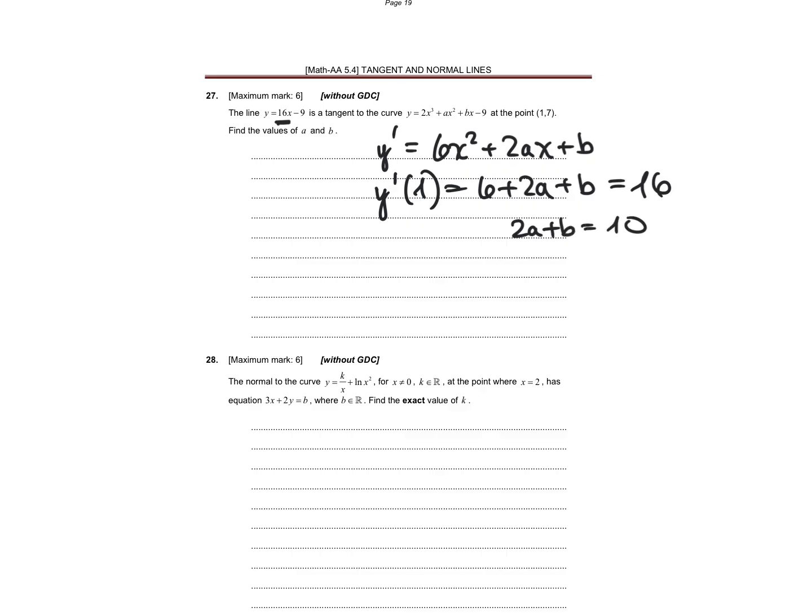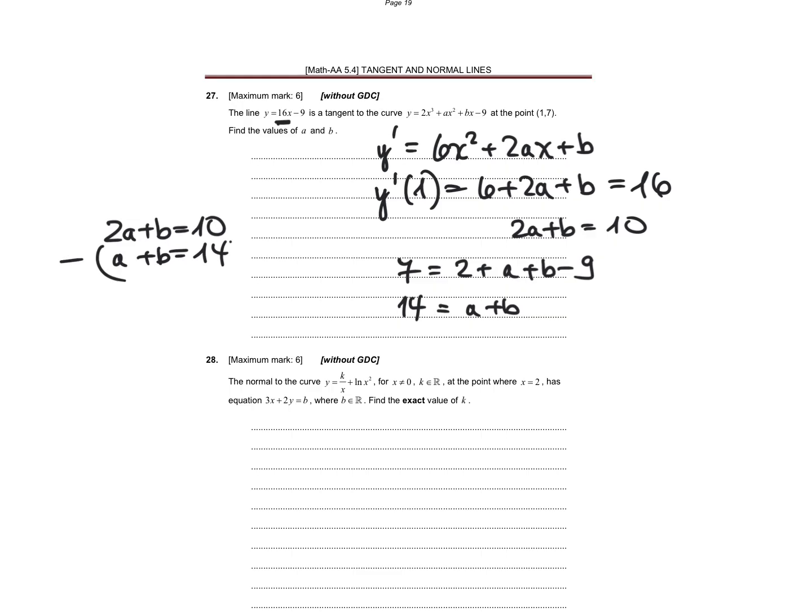Now, we also know that when we substitute the point 1, 7 into the original function, that's going to give us our other equation. So we're going to have 2 plus a plus b minus 9. So 5, 14 is a plus b. So now, solve it however you like. So we're going to have a is -4, and b is going to be 18.